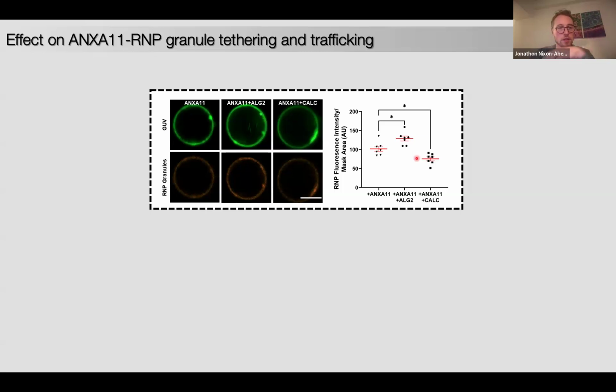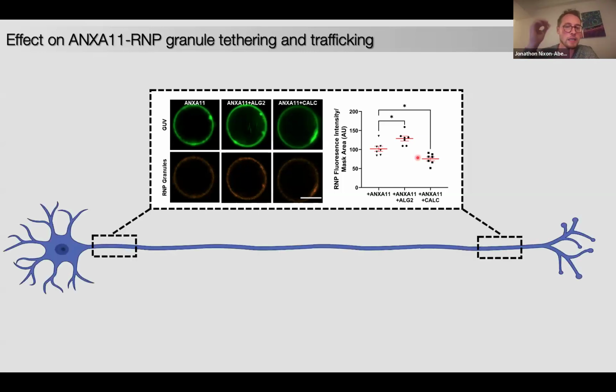And if we fluidize the ensemble, softening it up with calcyclin, this decreased RNP granule binding. Ultimately, this is speculative, but what we think is that this altered tethering might play an important role in the trafficking of RNP granules down axons by modulating their capture and release from lysosomes at specific pickup and drop-off locations.